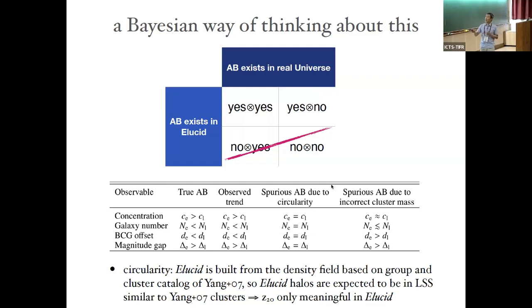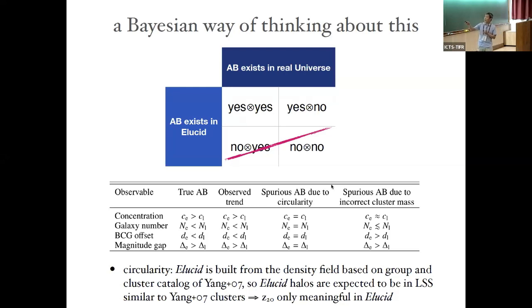In the first column, I show the 4 observables that I mentioned before. And in the second and third columns, I show the expected and observed trends for the early and late forming samples. Encouragingly, they agree with each other. And then in the fourth column, I show the case where we are really just measuring assembly bias in eLucid, and there is no assembly bias in the real universe.